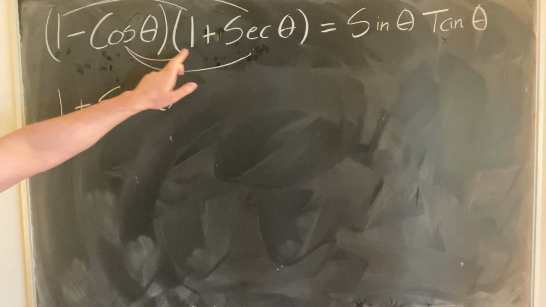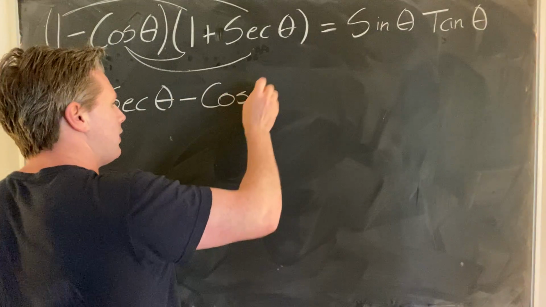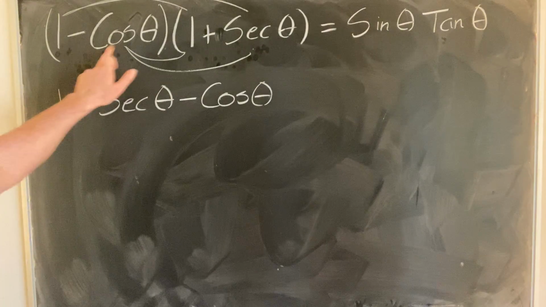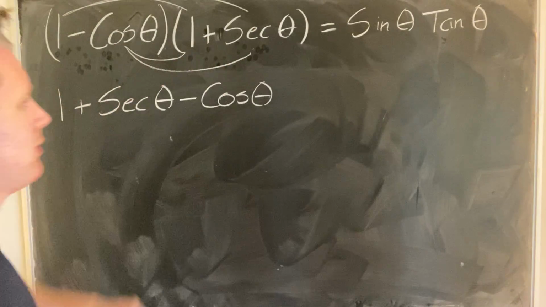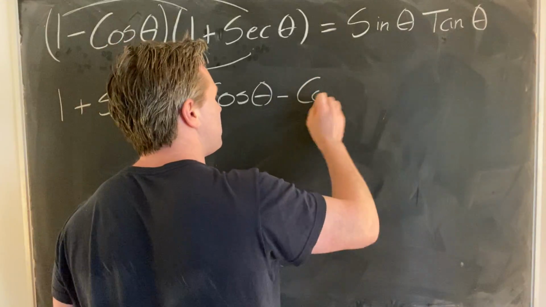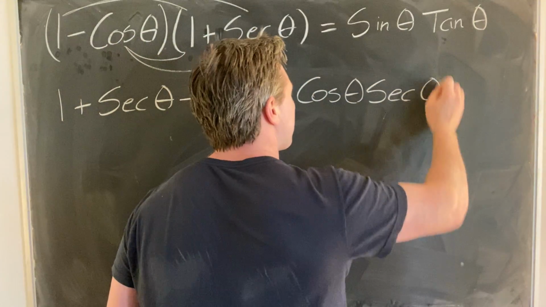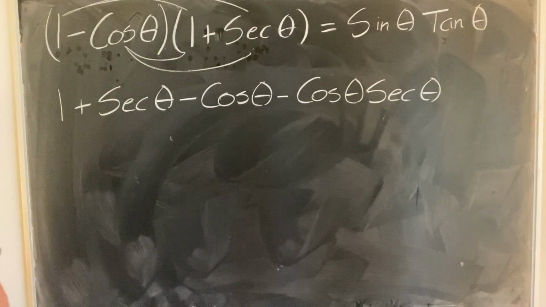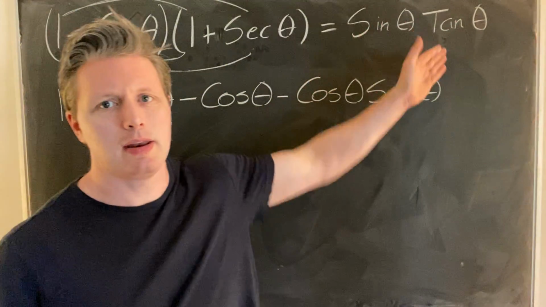Minus cosine theta times 1 is minus cos theta. And finally, minus cosine theta times plus sec theta. Well, minus times a plus, that's a minus. And I'm left with cosine theta sec theta. Okay, so that's what I've got. And now I have to show that all of this is equal to sine theta tangent of theta.